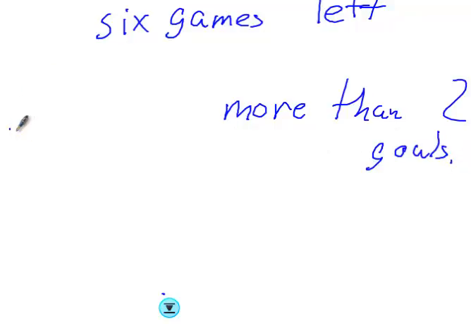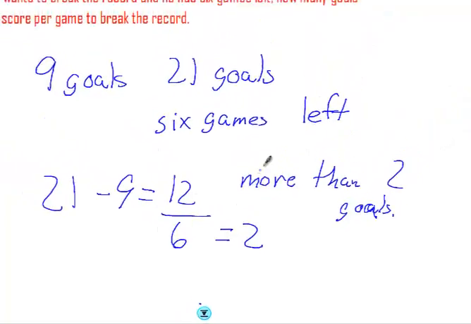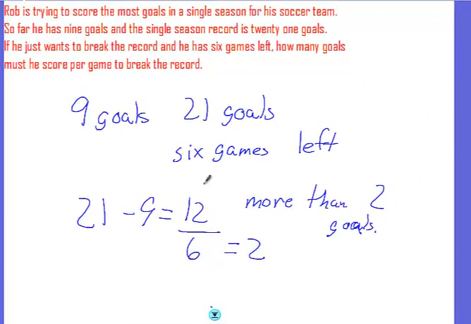Because if we look at the same problem, 21 minus 9 equals 12, divide that by 6 games, that'll give us 2. But if he scores 2 goals per game, he's only going to be at 21 goals. We know that he needs to break the record, therefore he needs to score more than 2 goals. This problem is an inequality. Our solution set is a lot different, because he needs to score more than 2 goals.